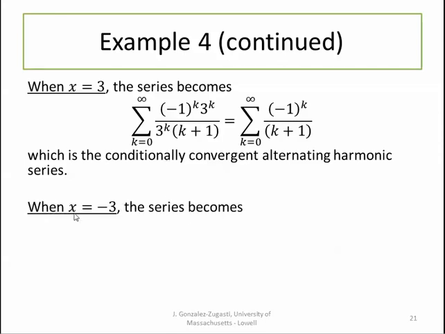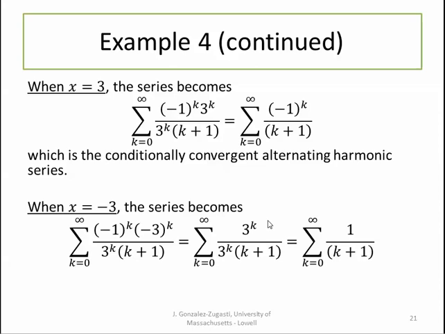If you were to write out the first few terms, you'd see that. Now when x is equal to negative 3, the series becomes this. We plug in negative 3 for x. These two multiply together, give me negative 1 times negative 3 to the k, which is 3 to the k. My 3 to the k's cancel in my numerator and denominator here. And then going on here, I'm left with the sum of 1 over k plus 1. And that is a divergent harmonic series.